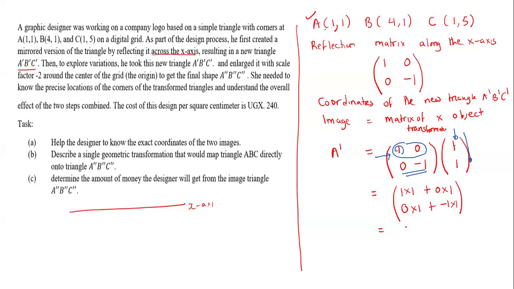Then I'll continue and say, now this one I'm getting 1 plus 0, then 0 plus -1, which will give me (1, -1). But this is a matrix, it is not a coordinate, yet they asked for a coordinate, so I'm going to conclude and say that the coordinate A prime is given by (1, -1). This is one way you could approach it.